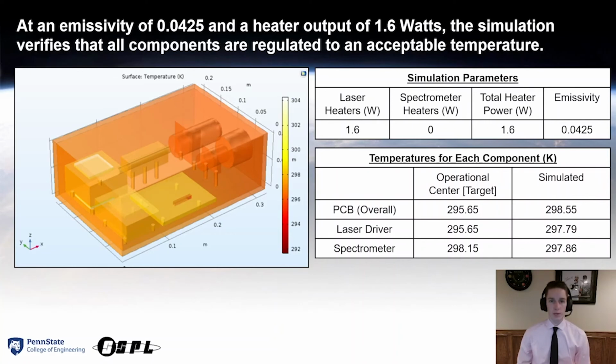The outer emissivity of the payload and the heater output were varied to see the effect on the temperature of the components. A target emissivity of 0.0425 was chosen because at this emissivity, the required heater output was well below the 3.3 watt max, and components were successfully kept within 1% of their target temperature.